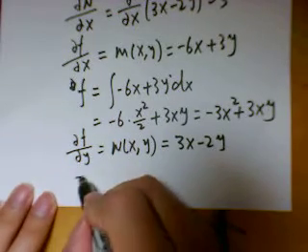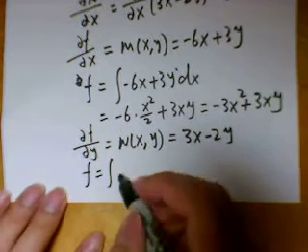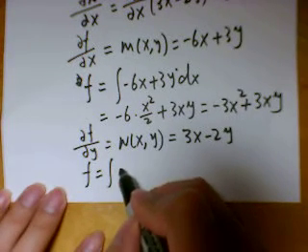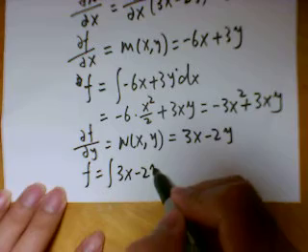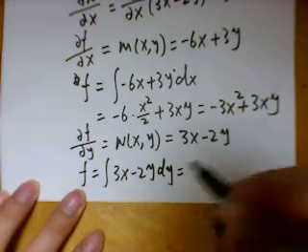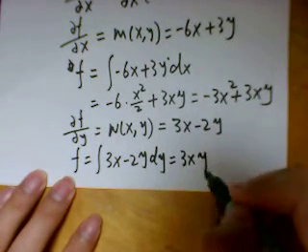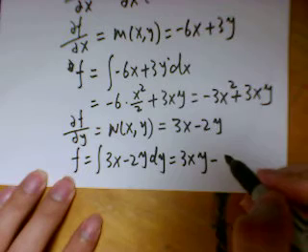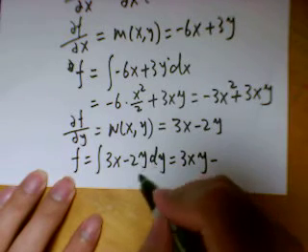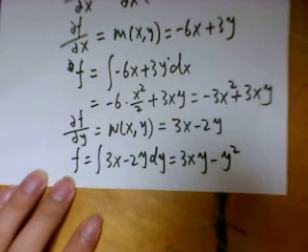So we can get f equals the integral of 3x minus 2y dy, right? That equals 3xy minus y squared over 2, right? Y squared over 2, cancel 2, we're gonna get this guy.